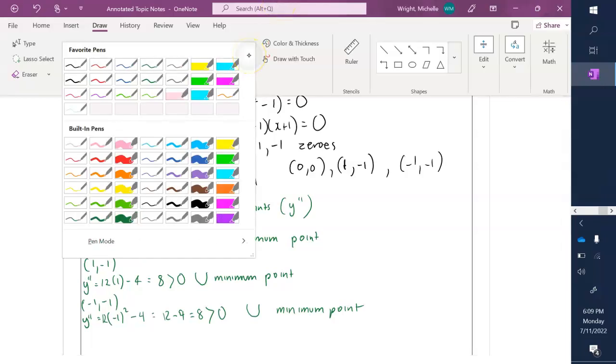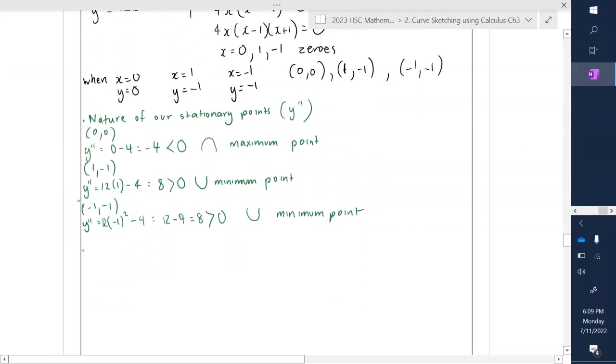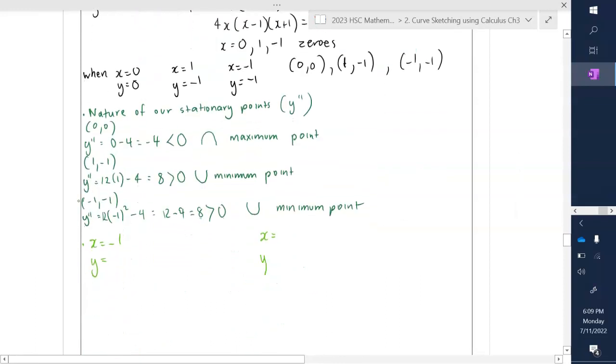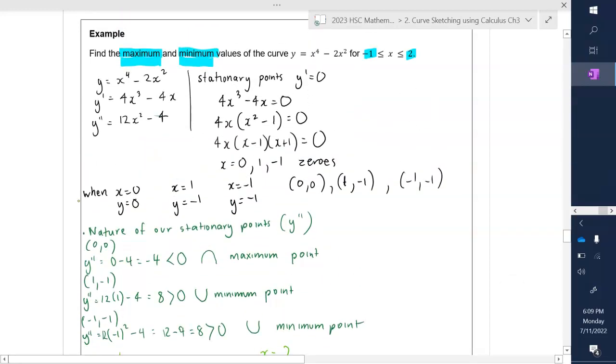So we'll just change the color of our pen again. We'll go to bright green. So when x is -1, we want to find what our y is going to be. And then when x is equal to 2, we're going to find what y is going to be. So we're going to pop those values, -1 and 2, into our original y value to get our y value. So if you want to pause that and get your values for that organised.